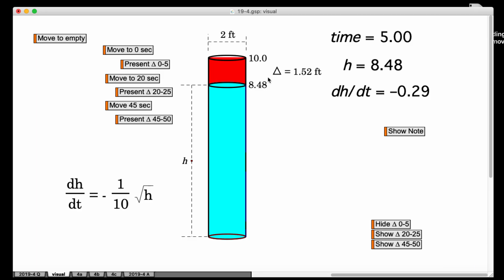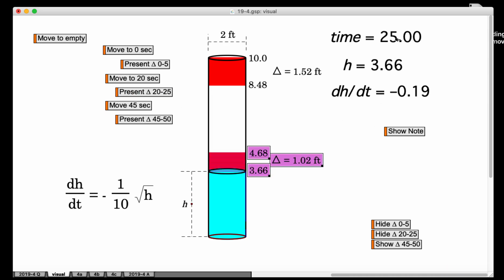You can see it drop from 10 to 8.48 feet, which is a change of 1.52 feet. So in that 5-second interval, it dropped 1.52 feet. Now if I go down to 20 seconds and see how far it drops when it gets to 25 seconds, the change in the height was only 1.02 feet. So it's much less than there.